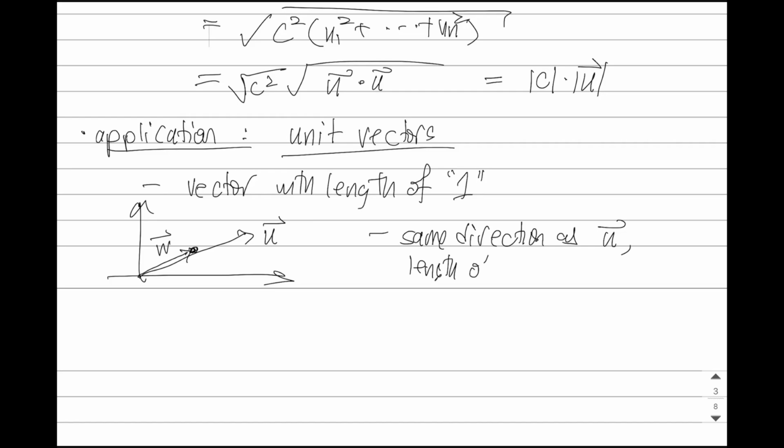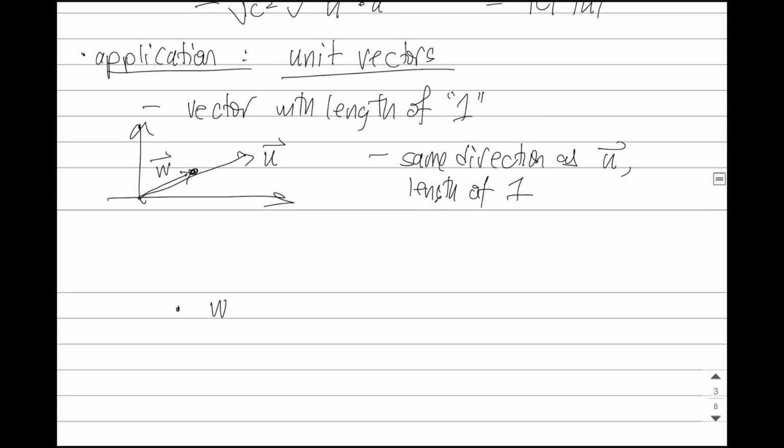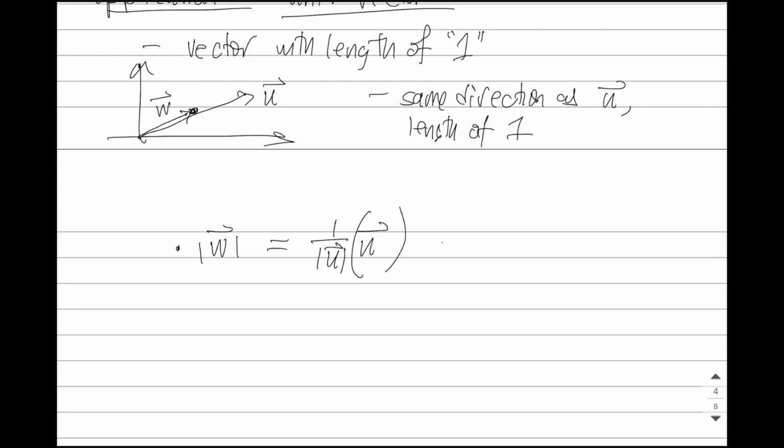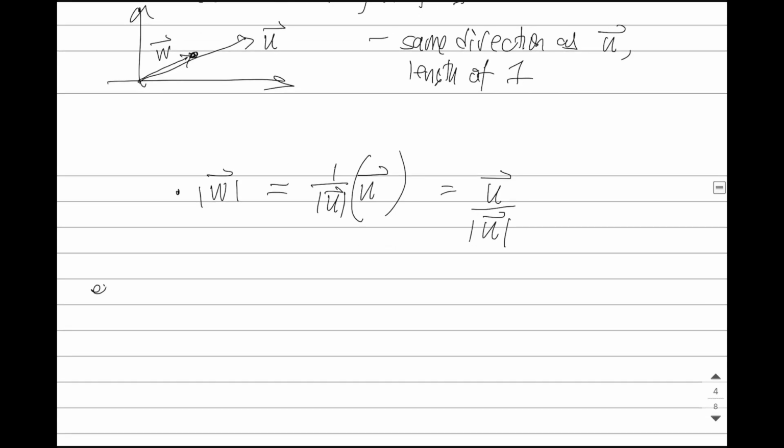If you want to take your vector and turn it into something with a length of 1, you should multiply it by 1 over the length. So you're essentially dividing out the length. U over the absolute value of u gives you the unit vector.